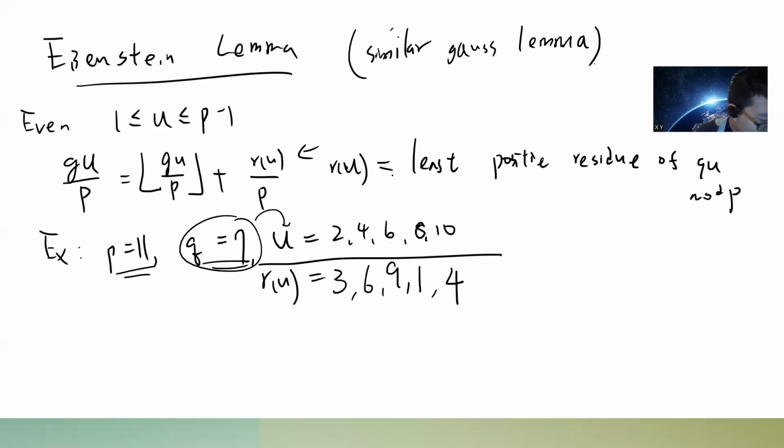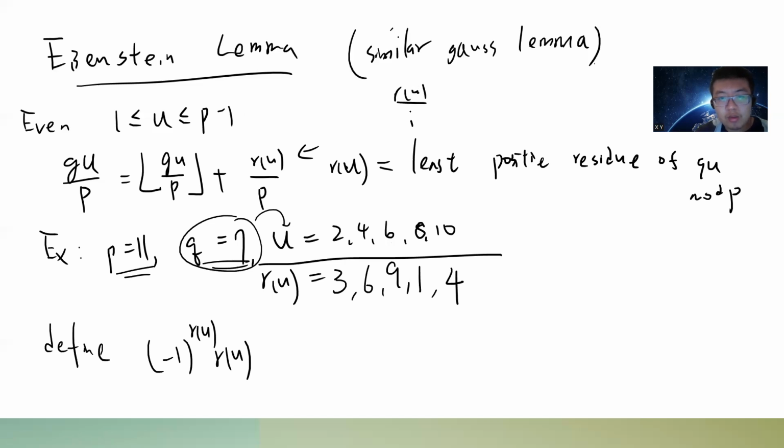Okay, and we define a number (-1)^(r_u). Basically it's very simple. You just take qu divided by p and take the integer part, and r_u divided by p is always less than 1.